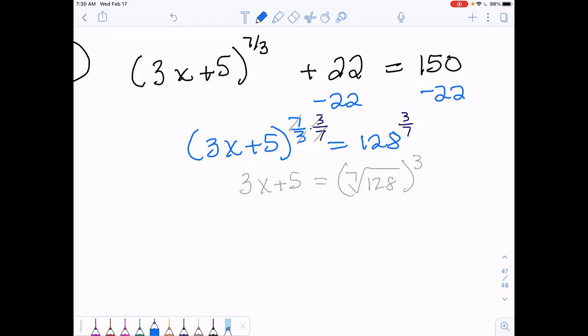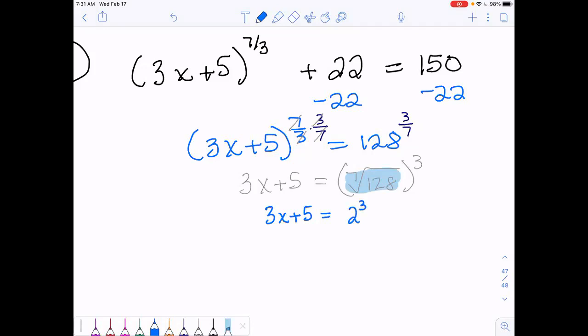The 7th root of 128 is? Okay, so you kind of flipped it. Does anybody know what the 7th root of 128 is? Malachi? It is 2, yeah. So it does work out nicely. Even though it looks like a really big number, that's 2.